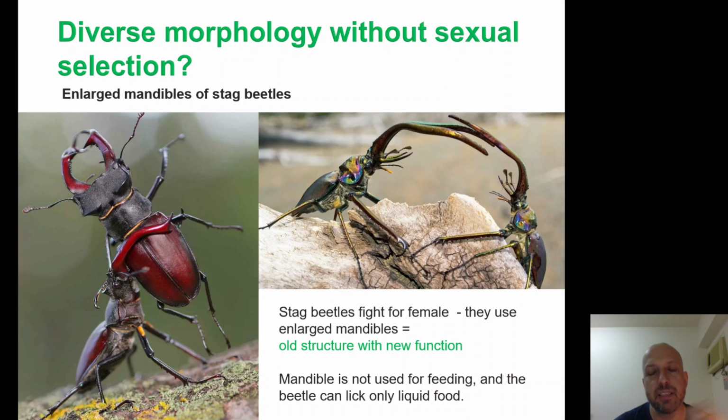If you have stag beetles at home, you can have them as pets. You usually buy them some jelly, and they just come and lick the jelly. They cannot really bite, they cannot really chew anything.